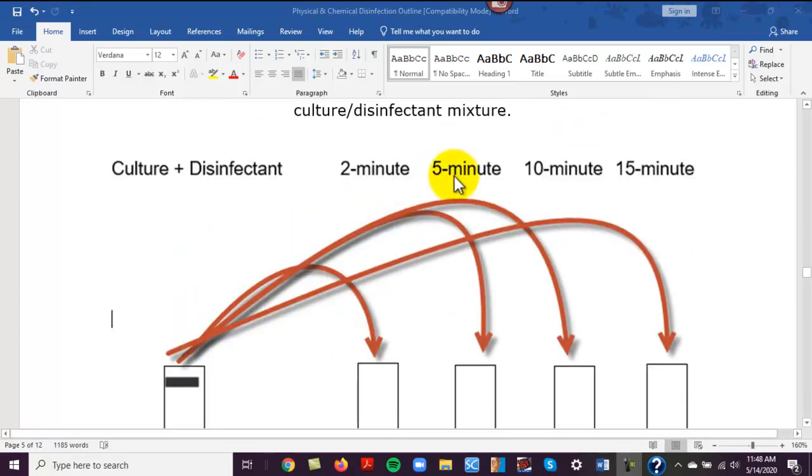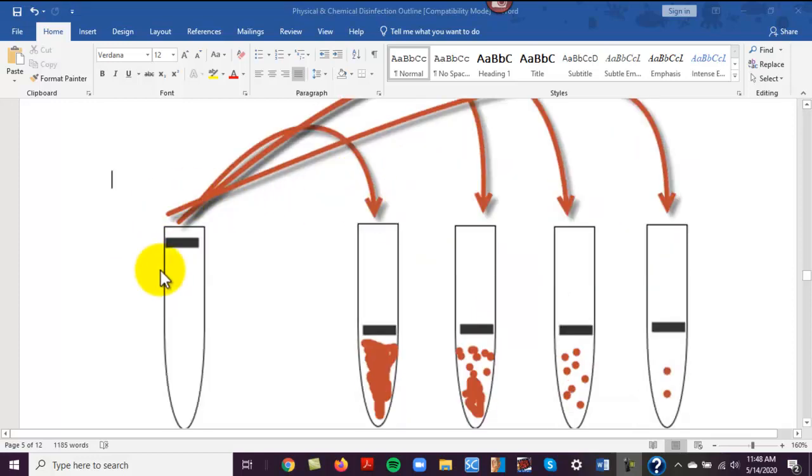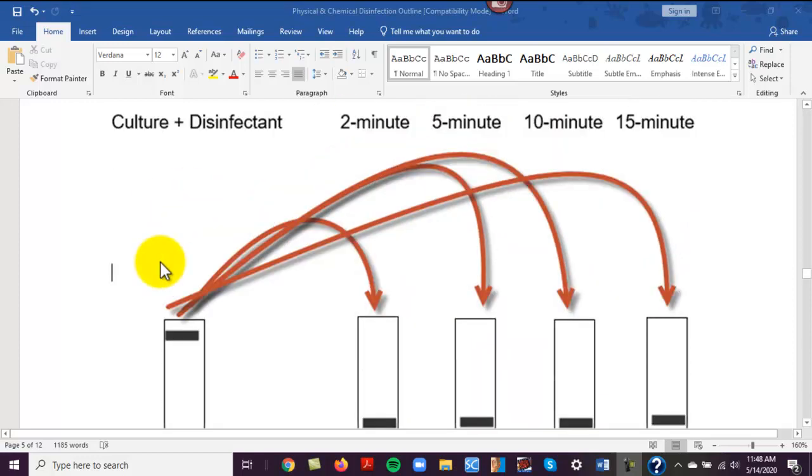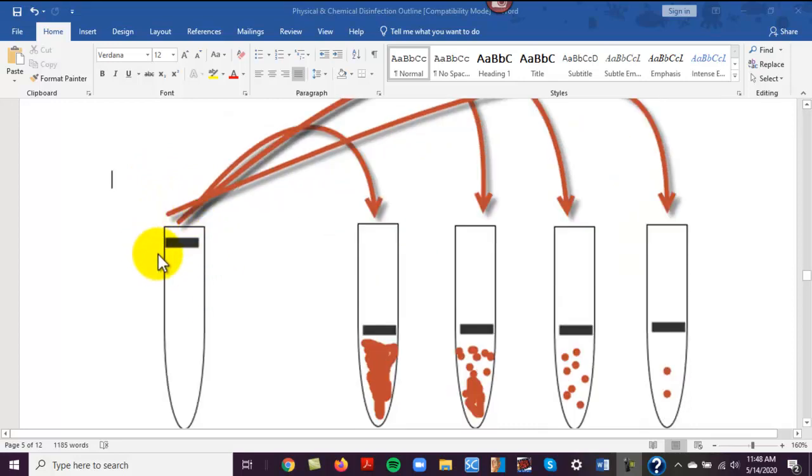Now, at the 5-minute mark, so you wait basically 3 minutes, you go back to the original culture plus disinfectant. You take a couple of loopfuls, and you transfer that to the 5-minute broth.